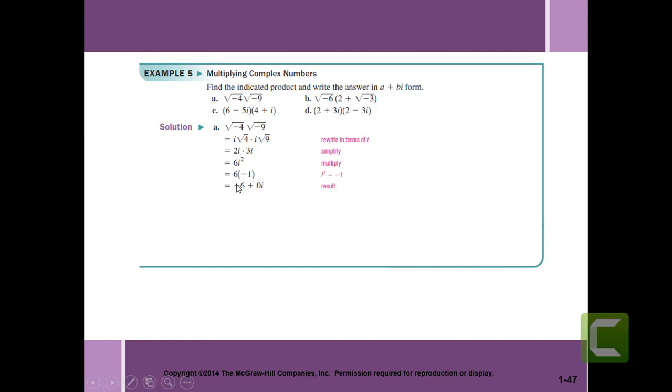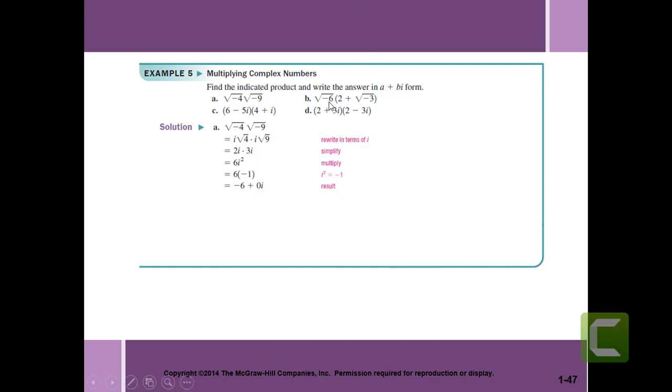And then you multiply that by 6. And then what happens here is now we get -6, but that's the real part. So in that case, we get 0i. And again, why are we doing that? Because the directions tell us to write it in this form. So we have to add a 0i, even though there's no imaginary part. So this is -6 plus 0i.